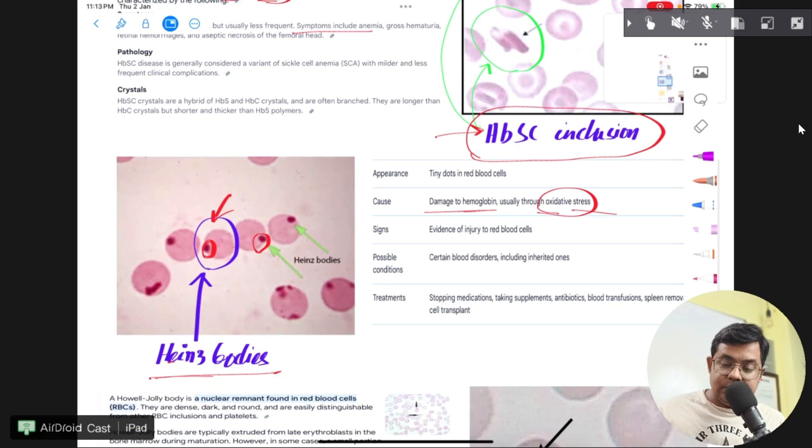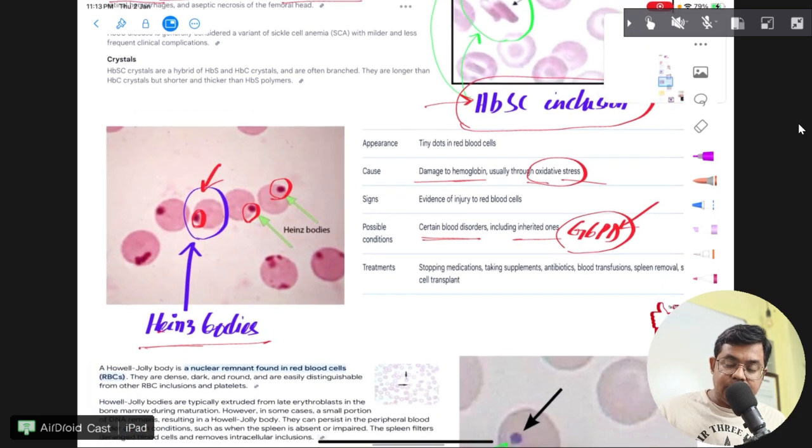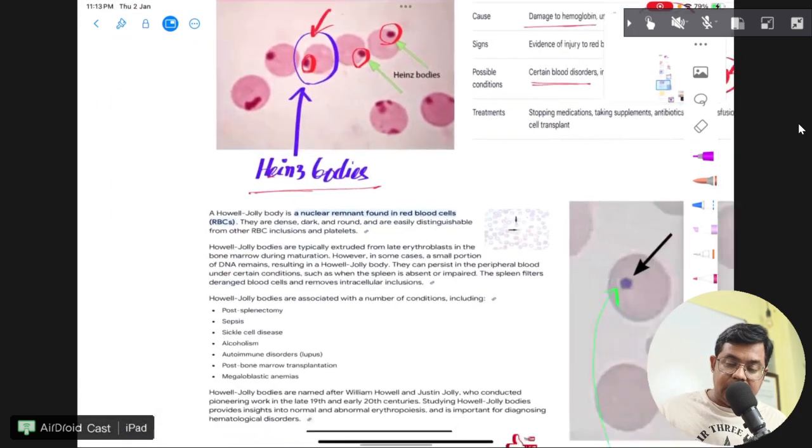So, they are seen in various blood disorders, including some inherited conditions. Especially, there is one condition called G6PD deficiency, or glucose 6-phosphate dehydrogenase deficiency. So, here in this condition, you can find these Heinz bodies in RBCs.